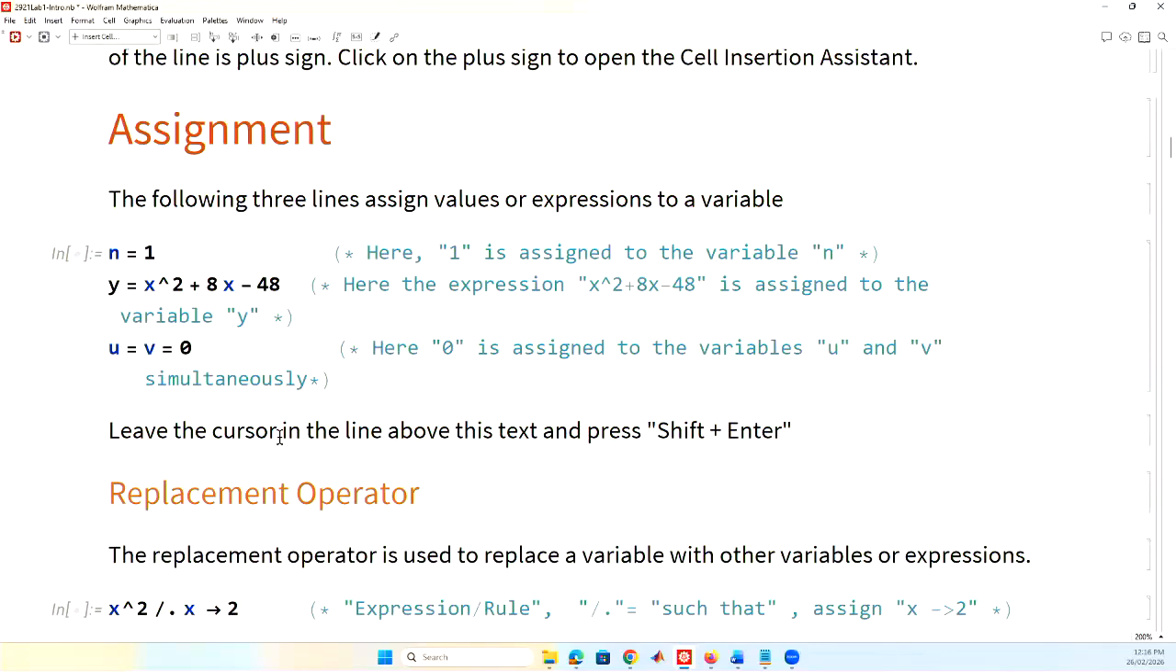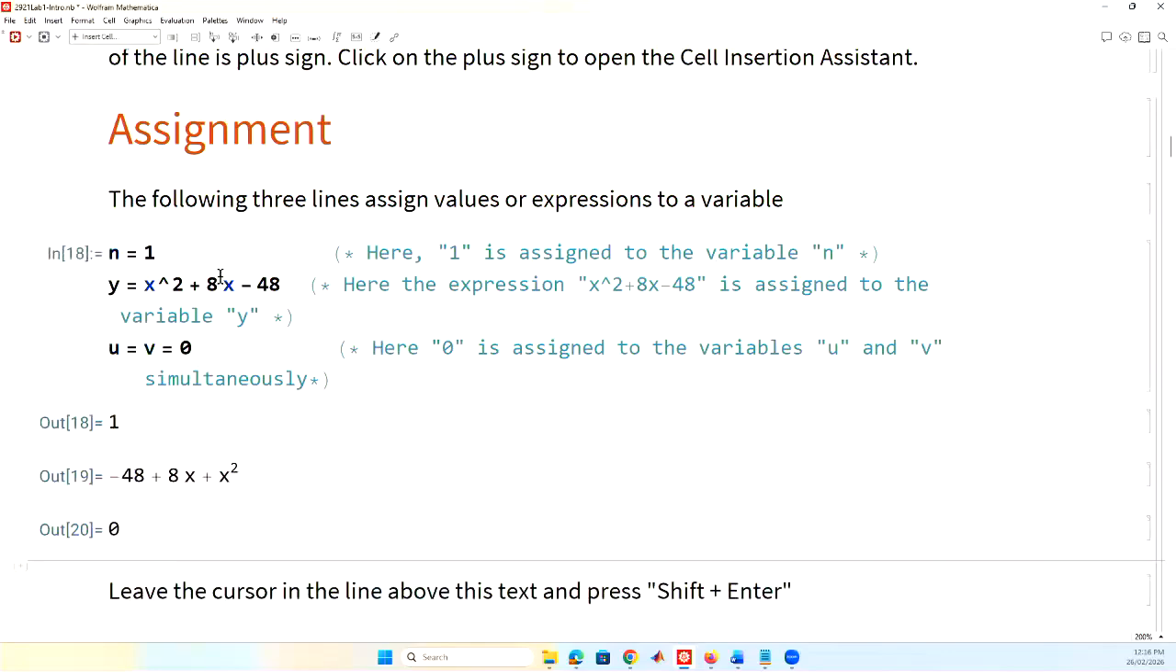as allocations. So if I press enter here, you'll notice I do three things at once. I stacked a few commands here by pressing Shift Enter at the end of a command. And what I've done is I've said, all right, if you see the number n, that is now the number 1 in your brain. If you see the letter y, it's this quadratic expression here. And if you see the letter u or the letter v, they are both 0.